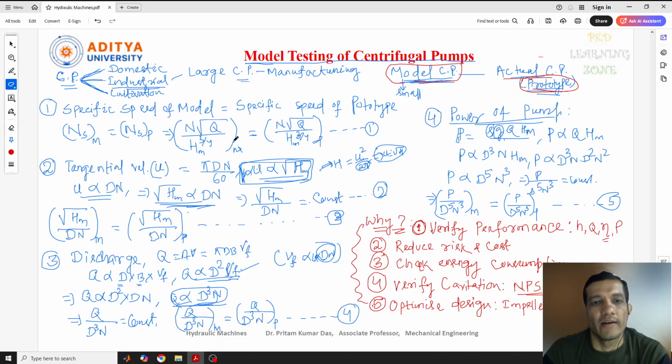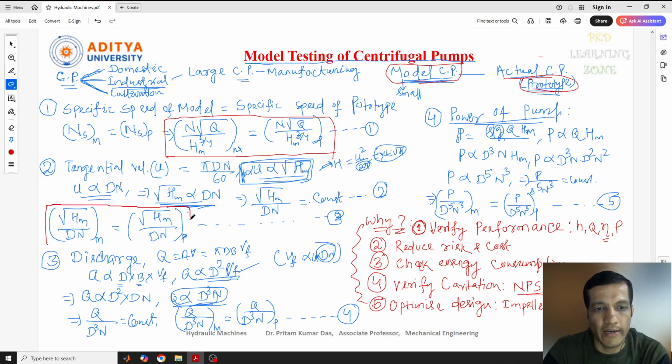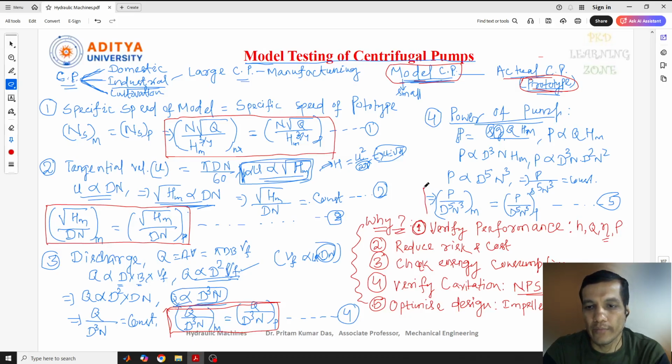I hope you understand why model testing of a centrifugal pump is required, to identify these parameters. The specific speed of the model and prototype should be equal. This is the head, and from here you can also find the head. Again, we can find the diameter and the tangential velocity. The next one is the discharge. From here we can find the discharge of the model and the discharge of the prototype. And the final one is the power of the pump, which you can also find out.